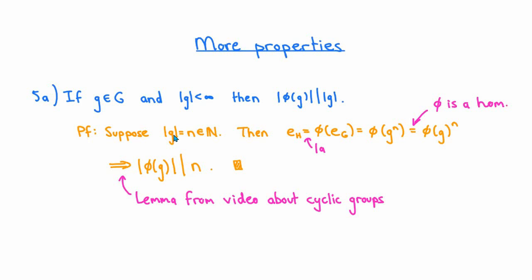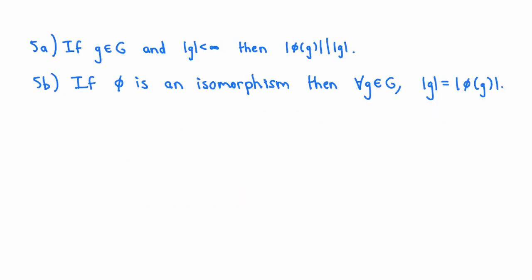The next property that I want to prove, which I'm going to call 5b, is that if phi is actually an isomorphism from G to H, then for every element little g in G, the order of little g is equal to the order of phi of g. Now for the proof of this one, we're going to need to divide it into two cases. So first of all, let's consider the case when the order of the element little g is finite.